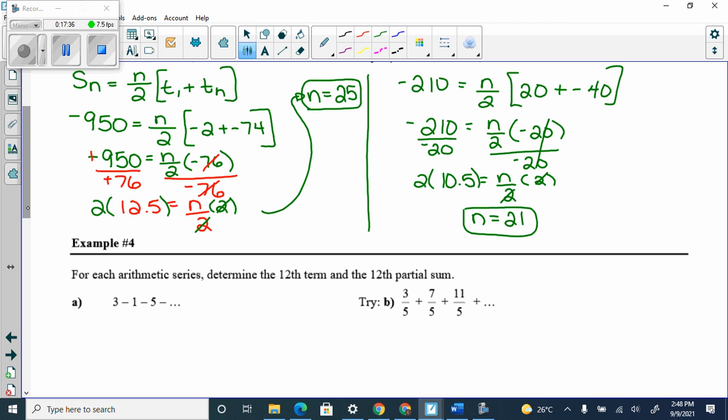These ones say, for each arithmetic series, determine the 12th term and the 12th partial sum. That's going to be what you're going to try and figure out what the heck I'm asking you. So if I say 12th term, I'm not asking for sum, am I? Just the 12th term. So I want T12. If I say 12th partial sum, I want S12. So you have to use different formulas, right?